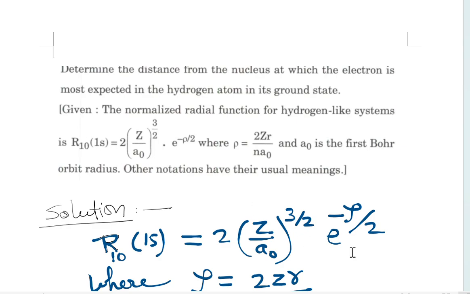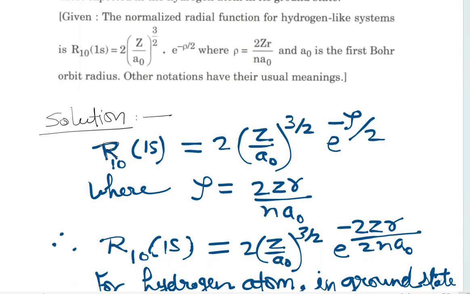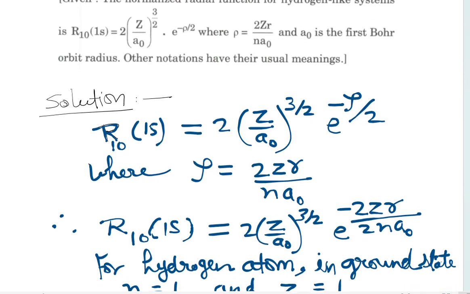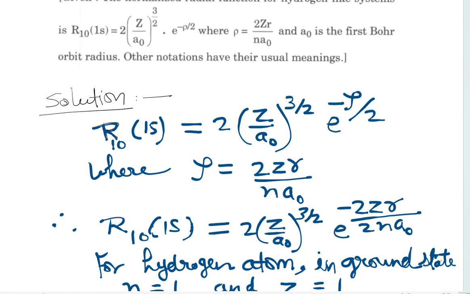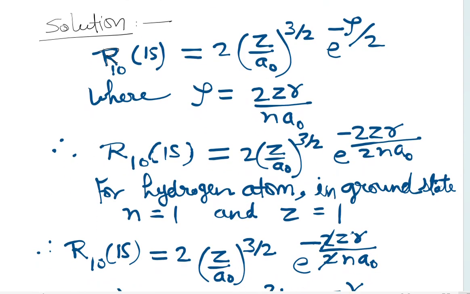Similarly, we are writing here, and here we are substituting the value of rho, which is given to be 2Zr by n a0. So when doing this, we see that R10 is equal to 2Z upon a0 to the power 3 by 2, e to the power minus 2Zr divided by 2n a0. Simple substitution of rho in this equation.